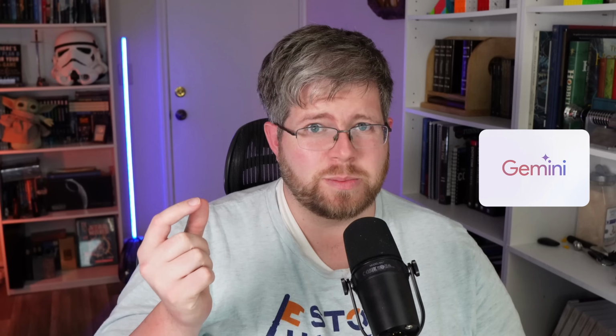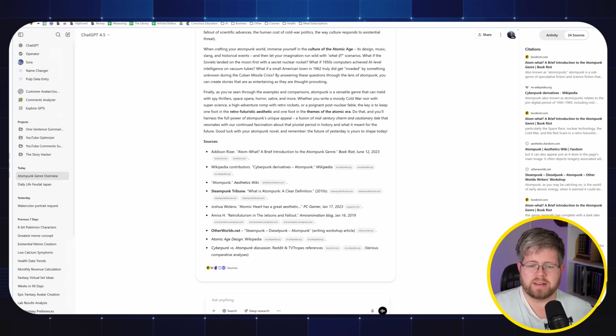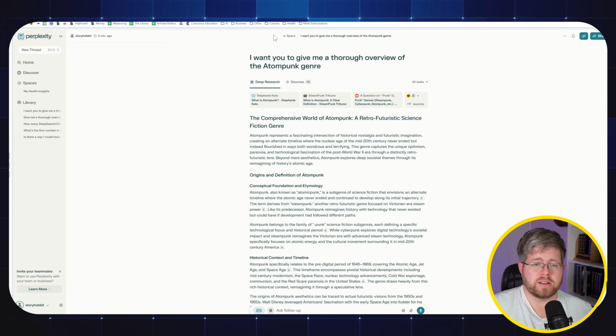So of the two, I would give the edge to Gemini a little bit, especially because it's a little bit cheaper, or rather you get more uses out of it. But let's take a look at the other two, which I would consider to be maybe a sort of mid-level deep research rather than this really high intense type of deep research. And that comes from Perplexity and from Grok. Let's look at Perplexity first.